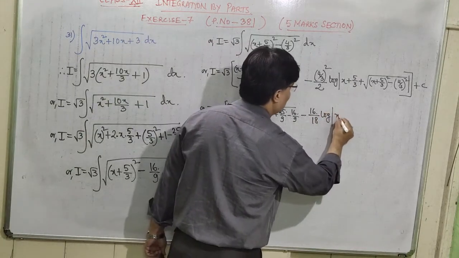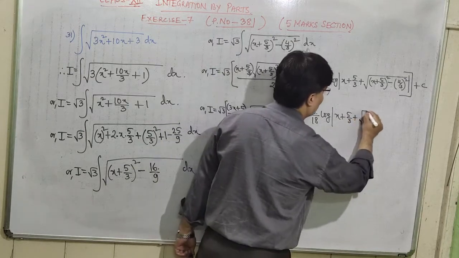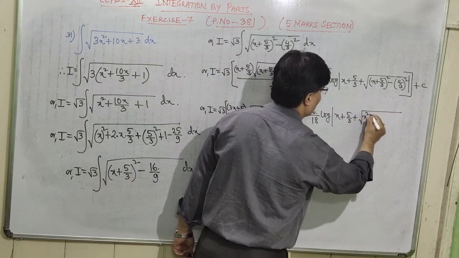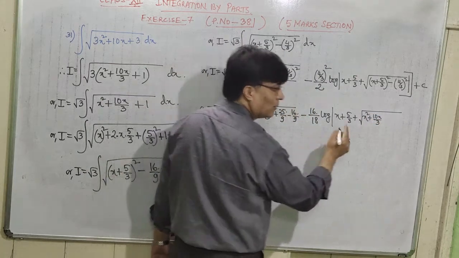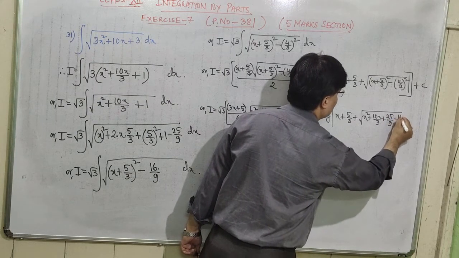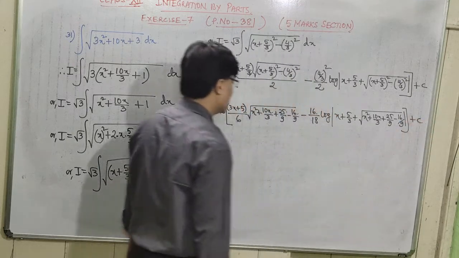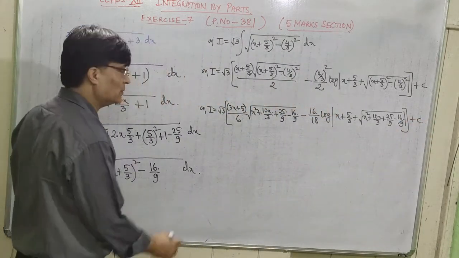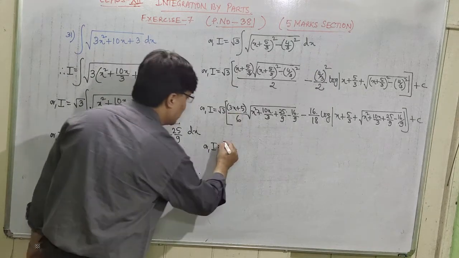So within mod, this is x plus 5 by 3 plus root over, let us simplify it, x square plus 10x by 3, that is twice ab, plus what is b whole square? It is 25 by 9 minus 16 by 9, mod sign closed, third bracket closed, plus c. Is that clear?